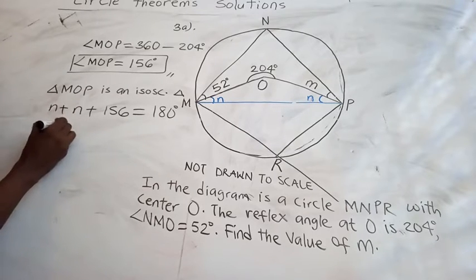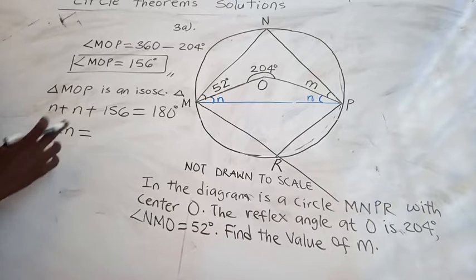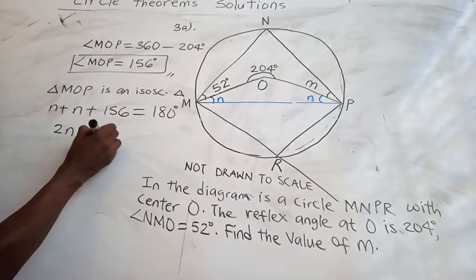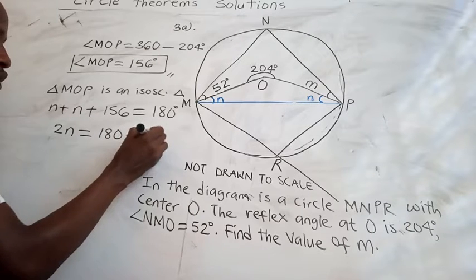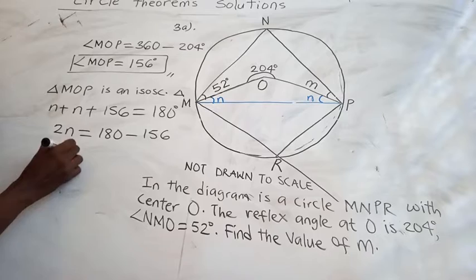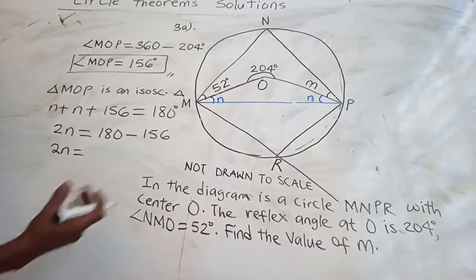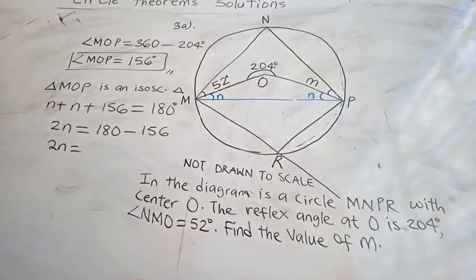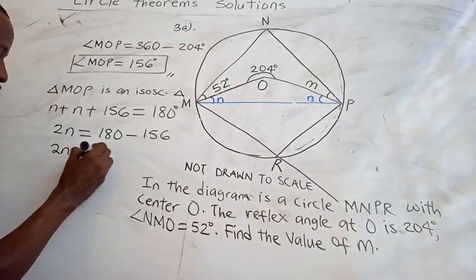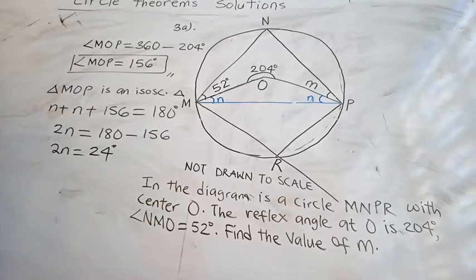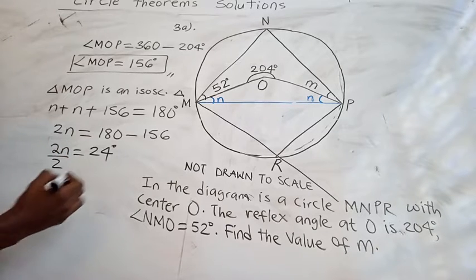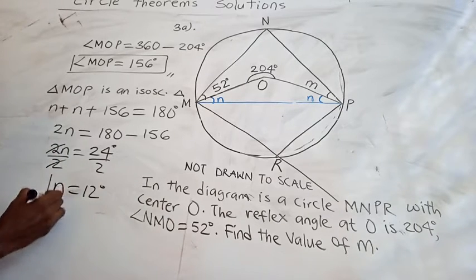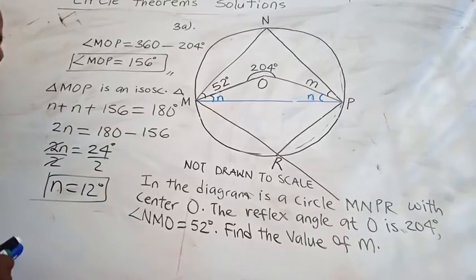So n plus n gives us 2n equal to, we send 156 across, the sign changes from positive to negative. So doing this we have 180 minus 156. So 2n is equal to 180 minus 156, and we will be left with 24 degrees. But we are asked to find n. So dividing both sides by 2, 2 cancels 2, and now we have n equal to 12 degrees. So this is the value for n.